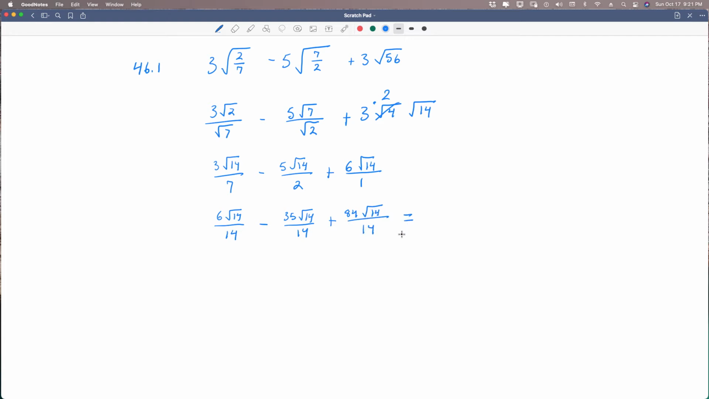Now I can do some math. And 6 minus 35 plus 84 is 55 times the square root of 14 over 14. And we can't reduce this any further, so this is our final answer.